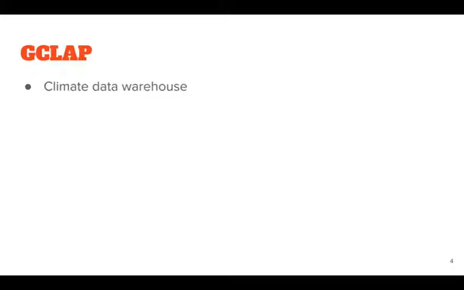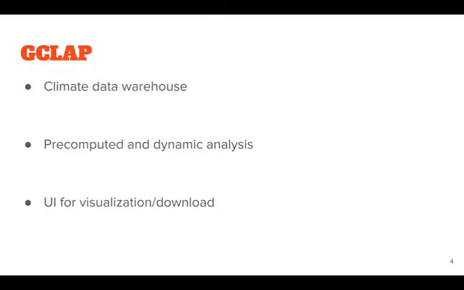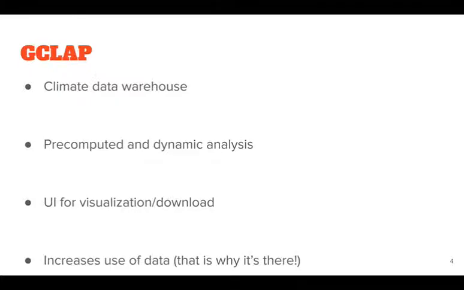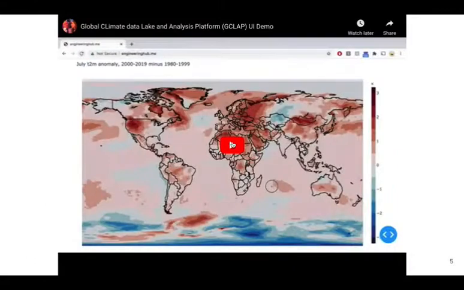So, GCLAP is a climate data warehouse that enables pre-computed and dynamic analysis, has a user interface for easy visualization and download of analysis and results, and overall the idea is to increase the use of data, which is, after all, why it's there. So let's take a look at the GCLAP interface.